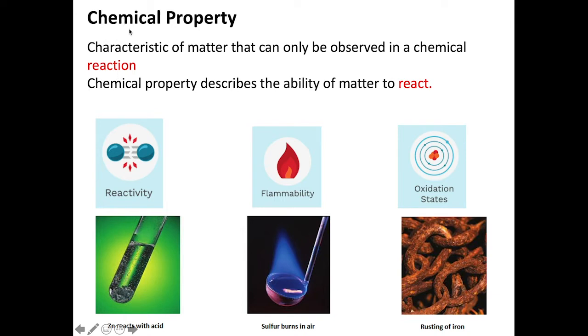So chemical properties, again, are characteristics of matter, and they can only be observed in a chemical reaction. It's something that you can see or notice, but it has to be occurring during a chemical reaction. So something reacting with something else. Chemical properties are described as the ability of matter to react.